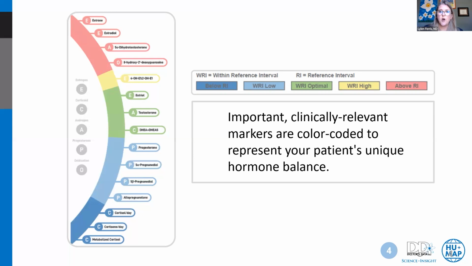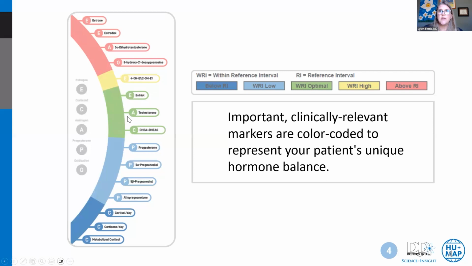So the markers you'll see here are estradiol, estrone, estriol, as well as the ratio between 4-hydroxyestrone and 2-hydroxyestrone. You'll see progesterone, alpha and beta pregnenolone, and allopregnanolone, the sum of DHEA and DHEAS, testosterone and 5-alpha DHT, cortisol excreted over the course of the day, the cortisone excreted over the course of the day, as well as metabolized cortisol, which is the sum of THF and THE. And you will also see the 8-hydroxy-2-deoxyguanosine reported here.